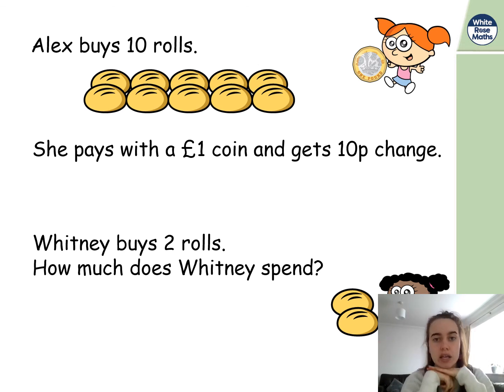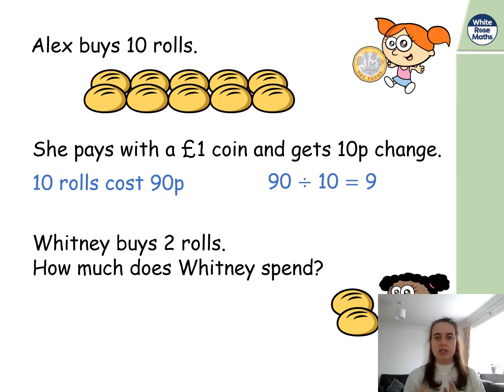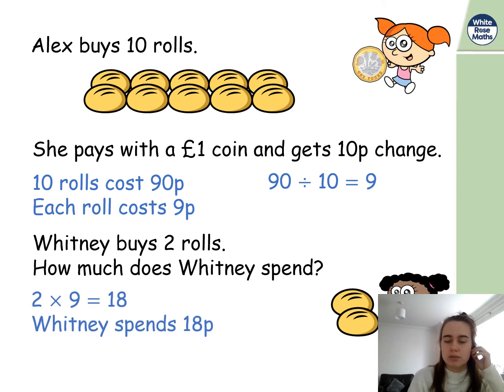So she spent 90 pennies. So 10 rolls cost 90 pennies. There we go. 10 rolls cost 90p. So 90 divided by 10, so that's 90 pennies divided by the 10 rolls, because she spent 90p and she bought 10 rolls, gives us 9p. So each roll cost 9p. So Whitney buys 2 rolls. So 9 multiplied by 2, or you could do 9 add 9, gives us 18. So Whitney spends 18p.